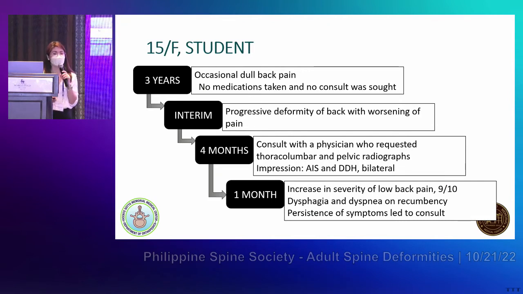She initially sought consult with a private physician who requested thoracolumbar x-rays and pelvic radiographs, with an impression of adolescent idiopathic scoliosis and concurrent DDH bilateral. She was then advised for surgery. However, this patient was not compliant until 1 month prior to consult, when there was an increase in the severity of the low back pain with a 9/10 pain score and dysphagia and dyspnea on recumbency, hence consult and preparation for surgery.